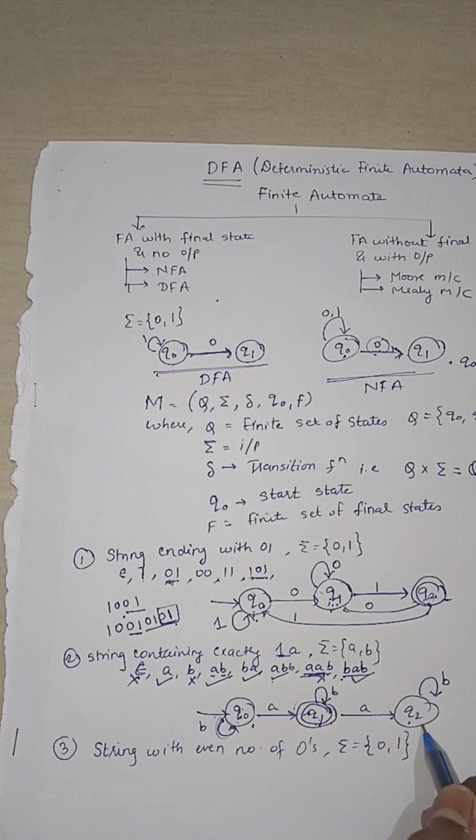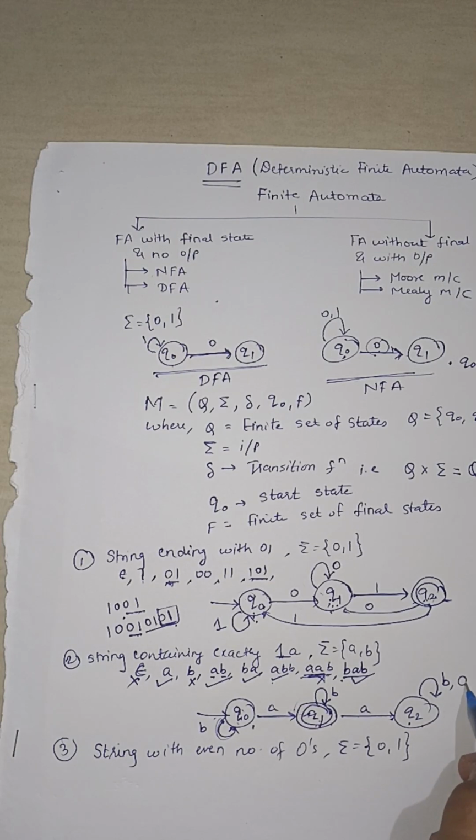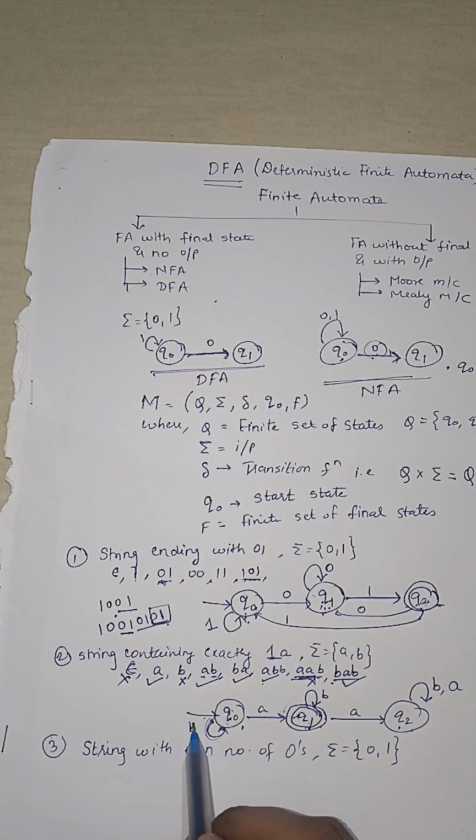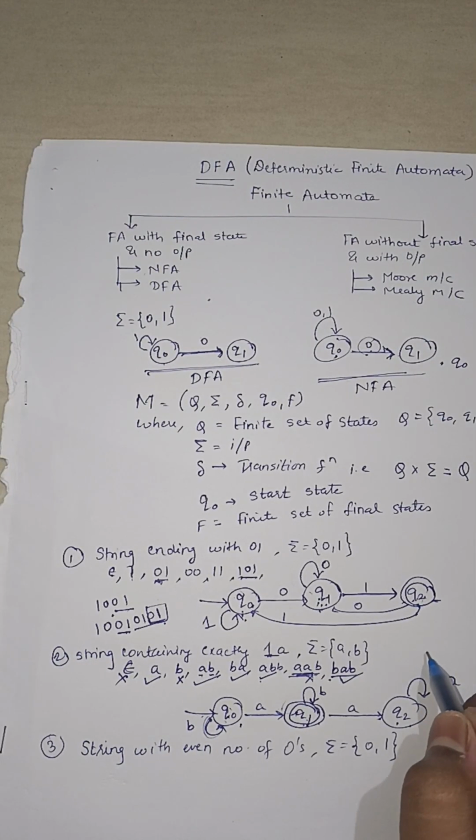Now it can get A again also. I am making the transition of A on the same state only. Now see, for example, if I receive A, B, this will reject, because there are three A's.